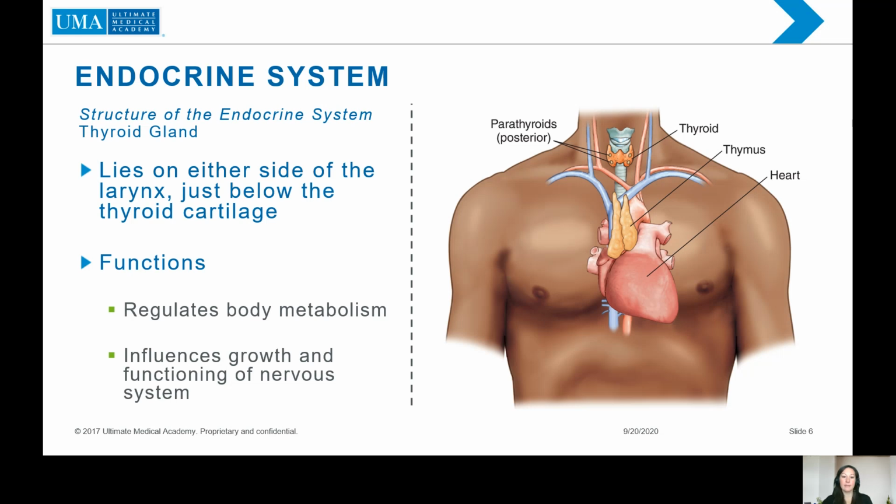Let's look more at the thyroid gland. The thyroid gland lies on either side of the larynx, which is just below the thyroid cartilage. Its function is that it regulates body metabolism and influences growth and functioning of the nervous system. So, as you can see on the right, the thyroid gland is going to lie on either side of the larynx, which is right below the thyroid cartilage. And this is going to regulate our body metabolism.